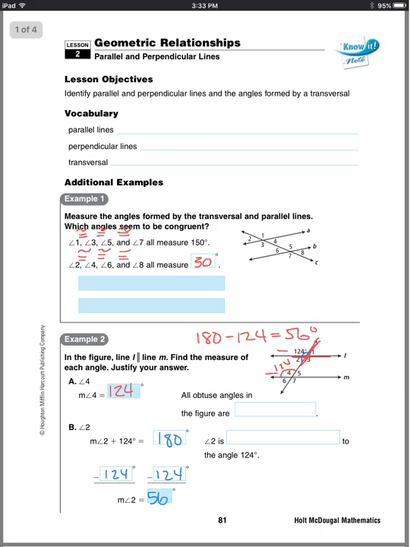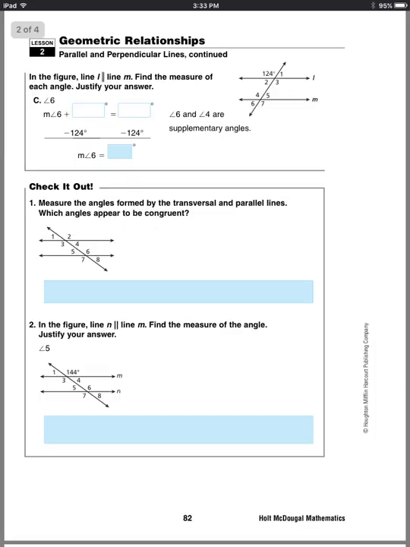So all obtuse angles in the figure are congruent, which means they're equal, which means all acute angles are also congruent. Angle 2 is supplementary to the angle 124, meaning they add up to 180, which we already talked about earlier, but I'm just filling in the blanks for you. Okay, so line L is parallel to line M. Find the measure of each angle and justify your answer.